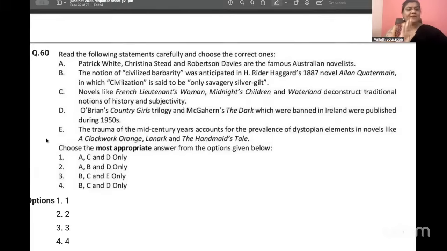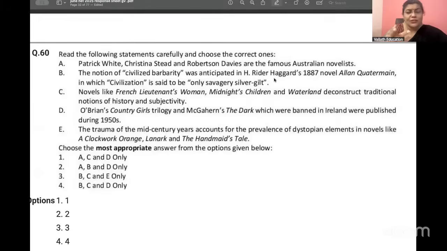But I will safely say you are thinking like a student. C is correct. E is correct. Unnecessarily don't think. C is correct. E is correct. There is only one option with C and E. With your existing knowledge, you can know it is B, C, E, and that is the answer. Why do you unnecessarily think? Why are you distracted by Rider Haggard and Margaret Atwood and all that? Just trust yourself. They are just stressing you out. They are playing with your mind.